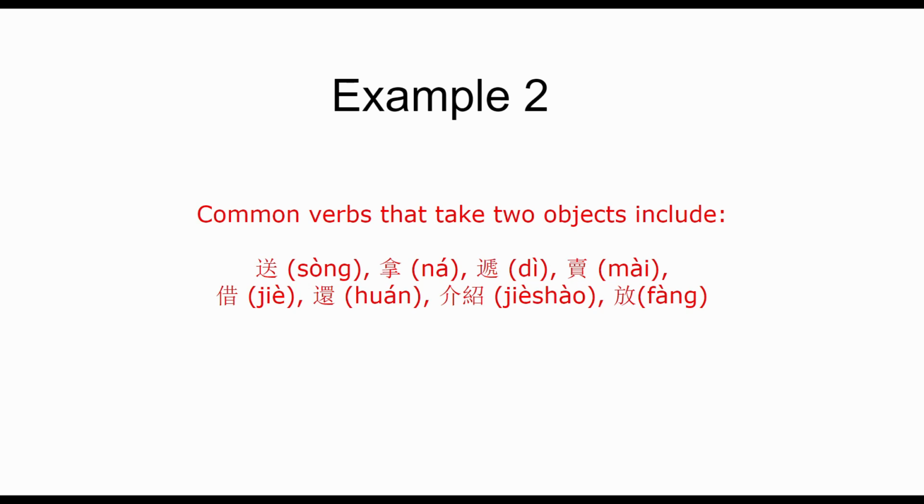Example 2. Here are 8 verbs you can use in the upcoming example sentence. So, common verbs that take 2 objects include 送, to gift. 拿, to take. 递, to pass. 卖, to sell. 借, to lend or borrow. 还, to return. 介绍, to introduce. And the last one, 放, to put.